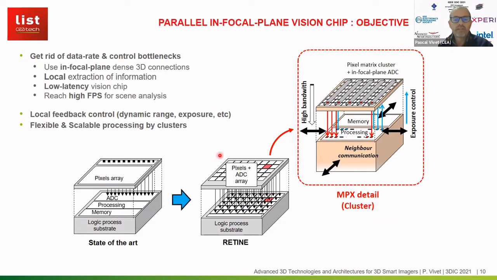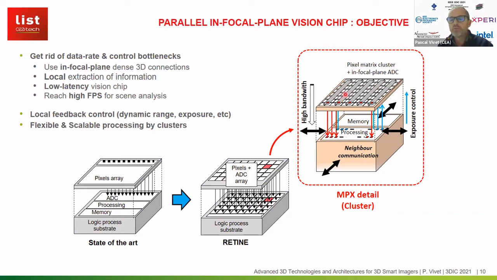Thanks to this locality, this is also very good in terms of wake-up mechanism, dynamic range, and exposure, because the exposure control can be done locally instead of globally. That means we can have much better exposure control. This is much more flexible and scalable, because we can have a modular architecture with a group of pixels, with the sizing of the PE engine on the bottom and the associated memory.